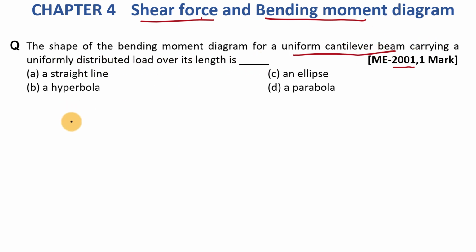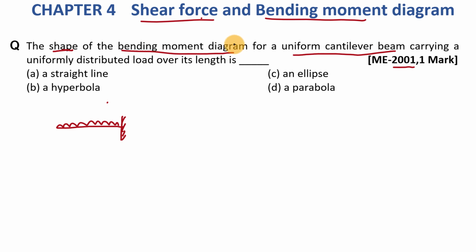So we have one cantilever beam like this and we apply uniform distributed load over this beam. Here we have to find the shape of bending moment diagram, and these four options are given: a straight line, an ellipse, hyperbola or parabola. Now we know how to find bending moment diagram for this type of beam.